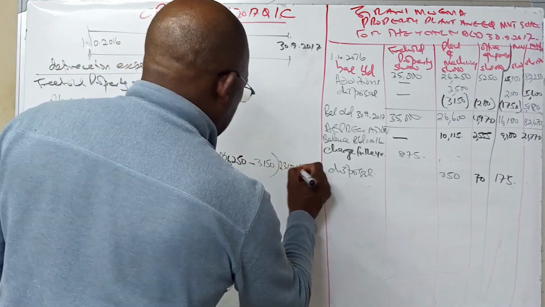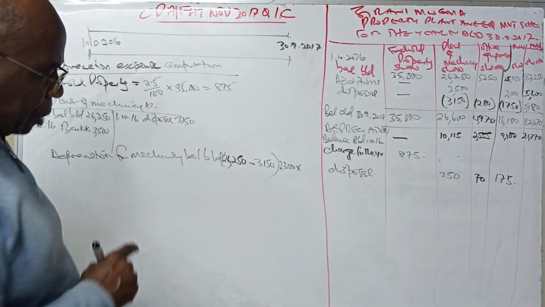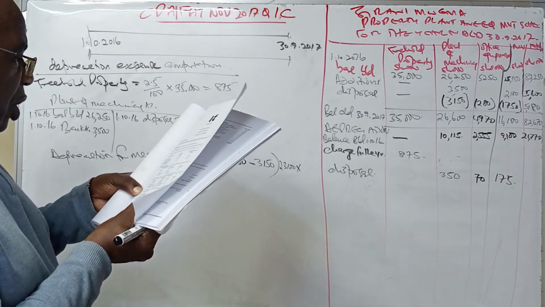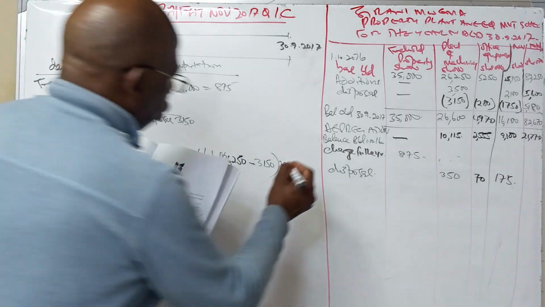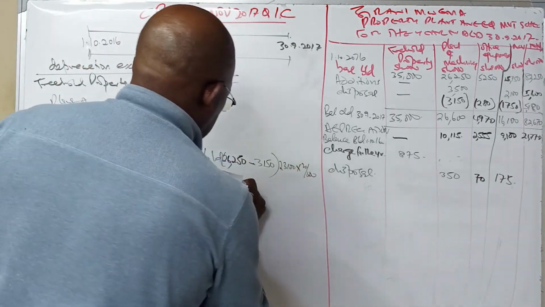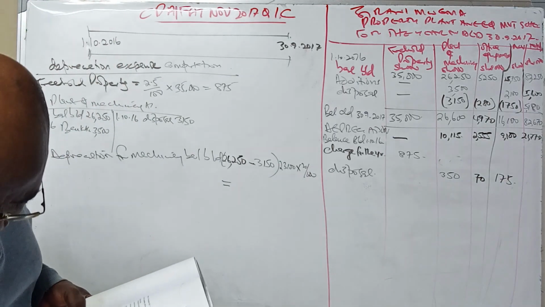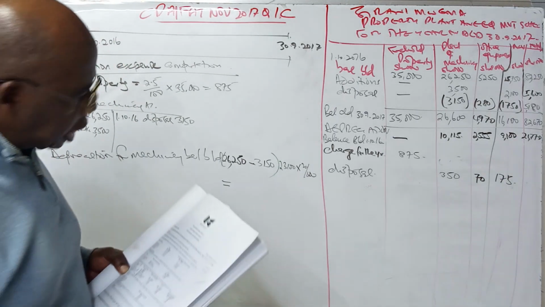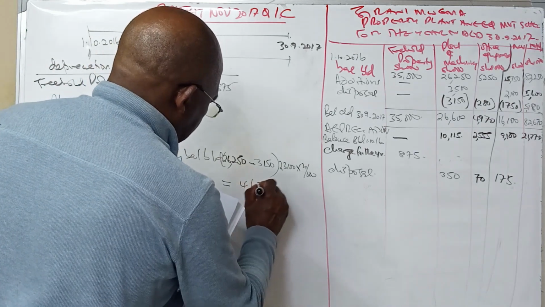and therefore we multiply the charge for plant and machinery. For plant and machinery, additional information number 3 is 20%. So you multiply by 20%, we get the depreciation: 23,100 times 0.2 is 4620.